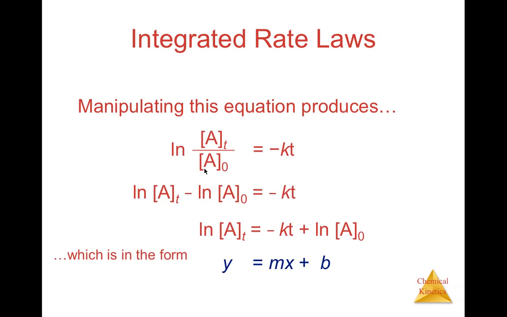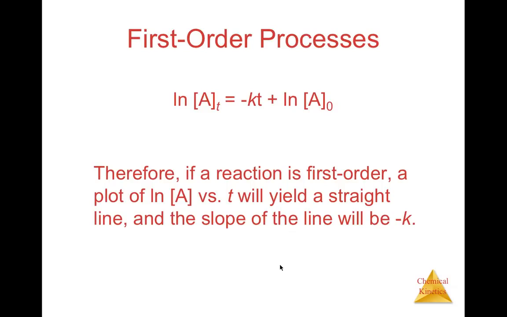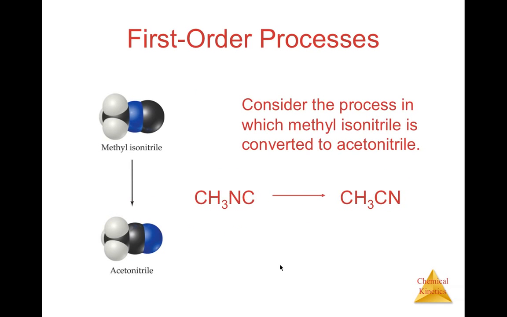Manipulating this equation allows us to write it in this form, where natural log of A at some time is equal to negative kt plus natural log of A0, or A original. I like to think of this as A-O because it's the original amount. This takes the form y equals mx plus b, and notice it's got a negative slope, and the rate constant is the slope. Therefore, if a reaction is first order, a plot of natural log of concentration versus time will yield a straight line with the slope being the negative rate constant.